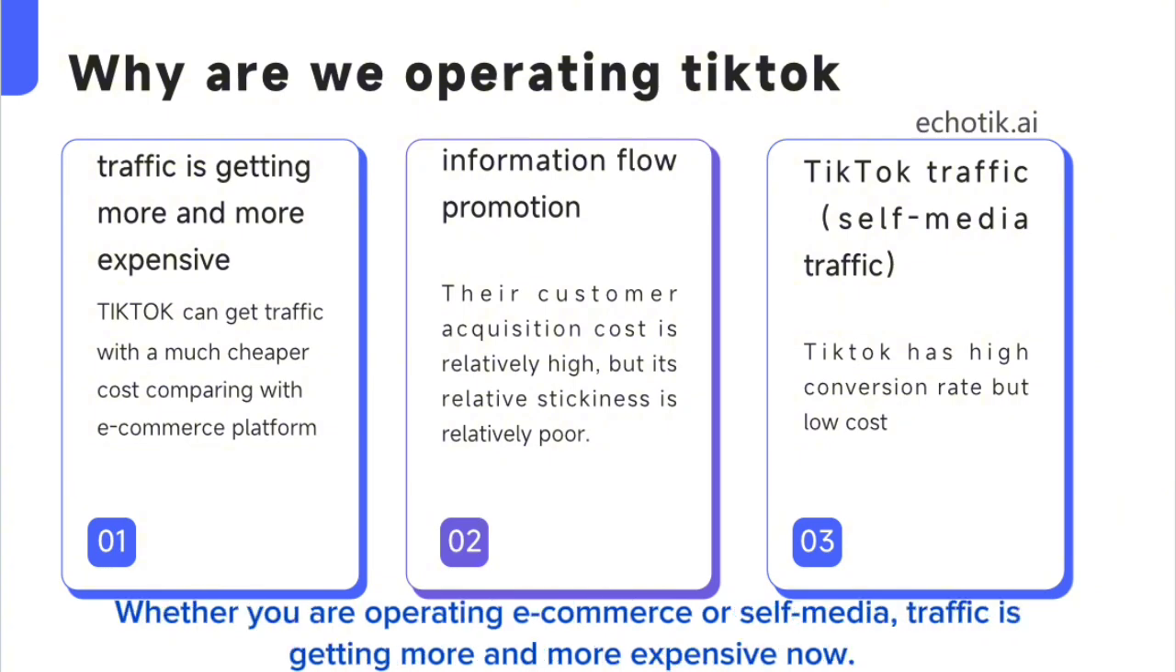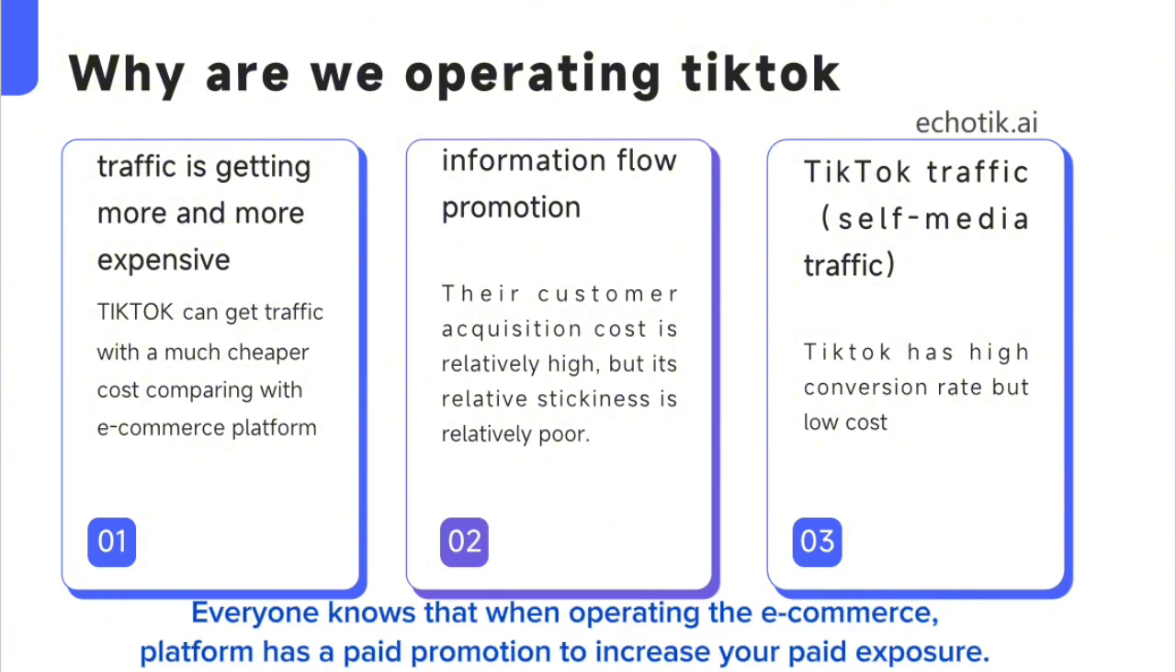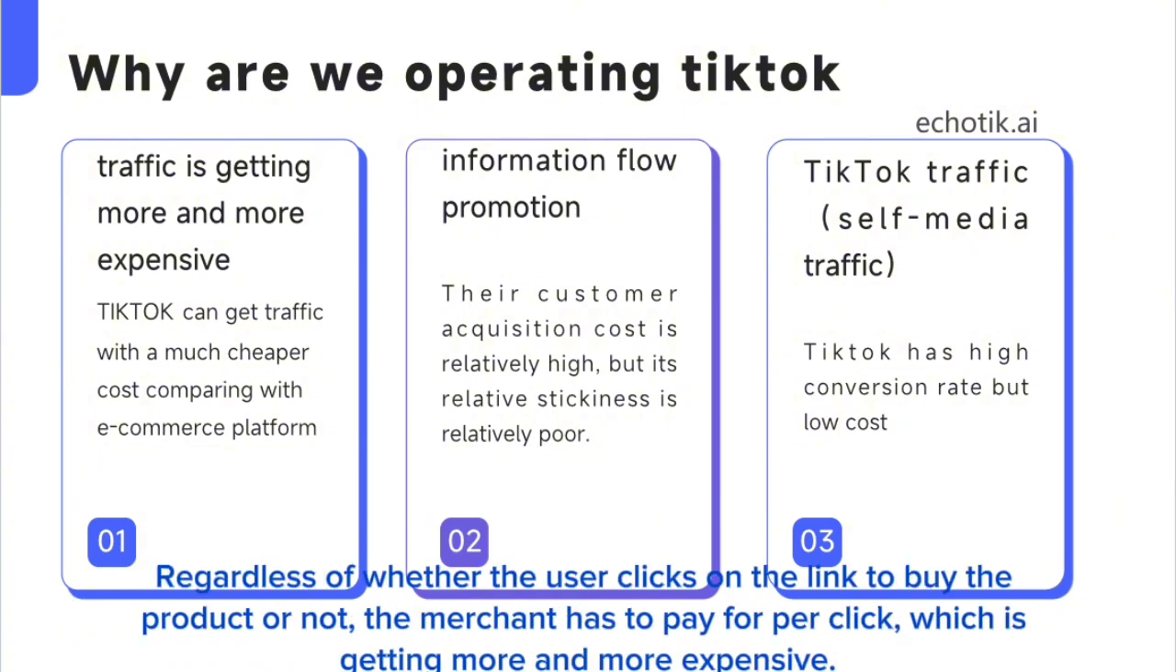Whether you are operating e-commerce or self-media, traffic is getting more and more expensive now. In the past, maybe 2 or 3 years ago, if you needed to pay $1 per click, now the price should have doubled. Everyone knows that when operating on an e-commerce platform, there is paid promotion to increase your paid exposure. For example, clothes merchants spend money to push their store to the front, and then users can find you once they search for clothes. Regardless of whether the user clicks on the link to buy the product or not, the merchant has to pay per click, which is getting more and more expensive.